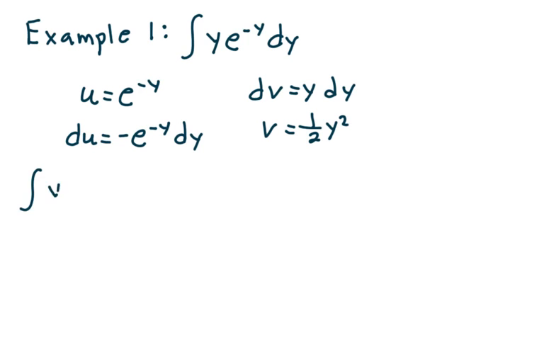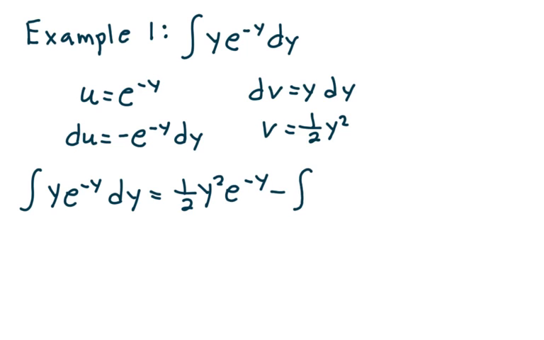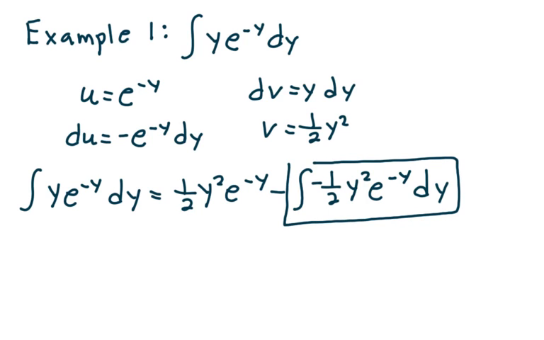So the integral of y e to the negative y dy is 1/2 y squared e to the negative y minus the integral of negative 1/2 y squared e to the negative y dy. It's not wrong, but do you notice how this integral here is much harder than the original integral over here? And so that leads me to believe that I want to switch my choices.